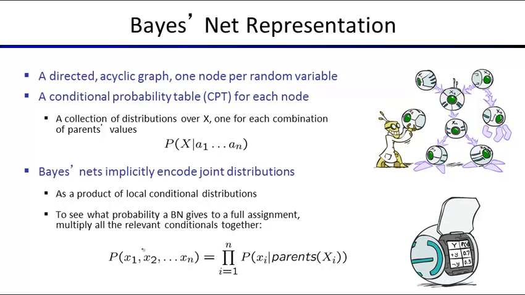Implicitly, you're encoding the full joint distribution. It's just a more effective way of doing so. And the way you get back the full joint is with this equation over here. You multiply all conditional probability tables together. That's what gives you the full joint.